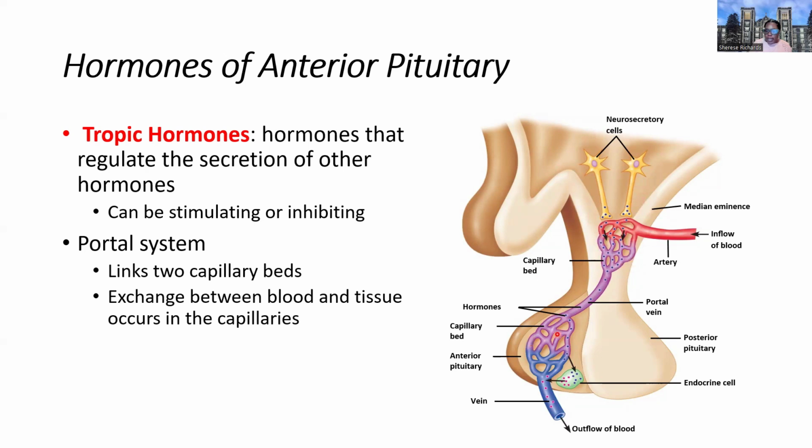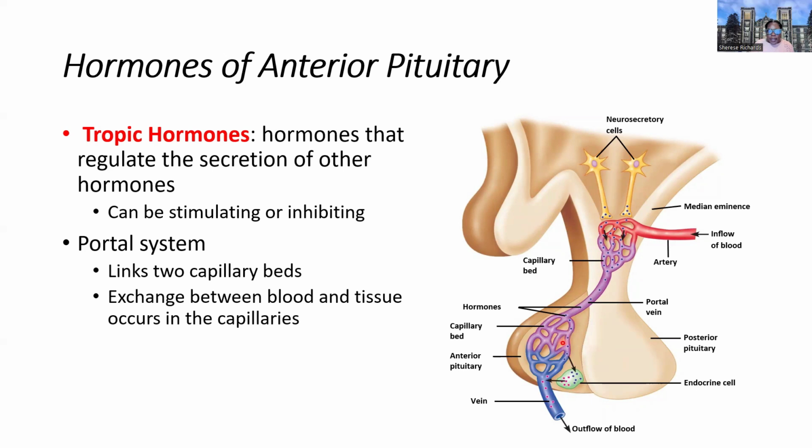They're transported in this portal system to the anterior pituitary, where they can either stimulate the anterior pituitary to release another hormone or inhibit the anterior pituitary from releasing that other hormone. And then from there, a third hormone enters the bloodstream and has its effect on one of the tertiary endocrine organs, so the pancreas, the thyroid, the adrenal, etc.